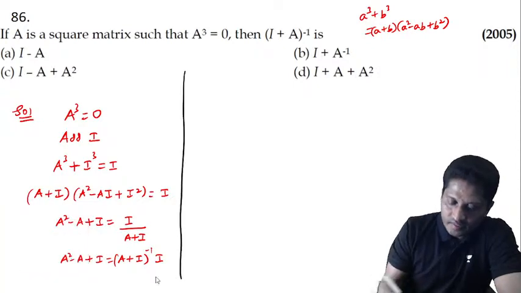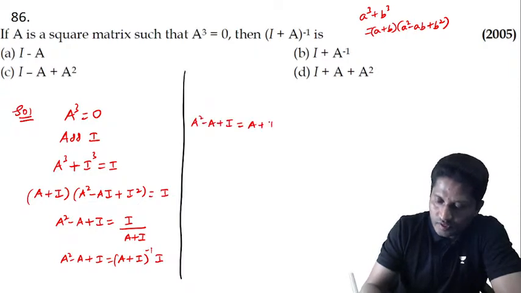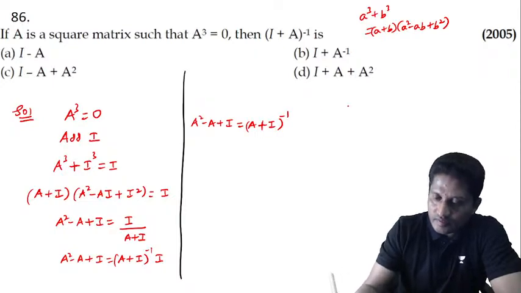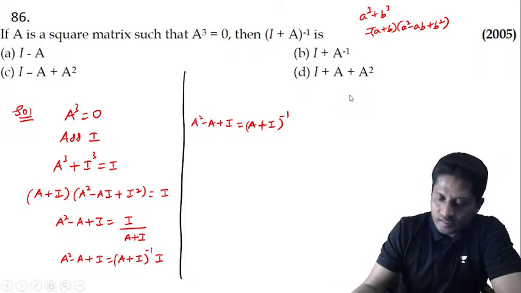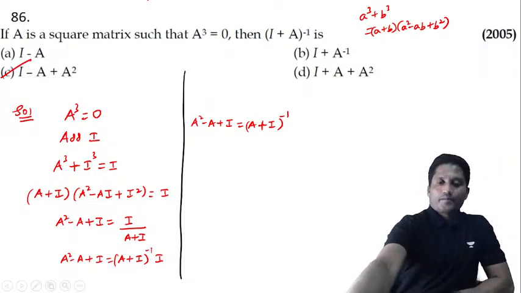Right, now if I multiply this, you will get A square minus A plus I is equal to A plus I the whole inverse into I, which is A plus I the whole inverse. So the answer is A square minus A plus I. The answer is option C.